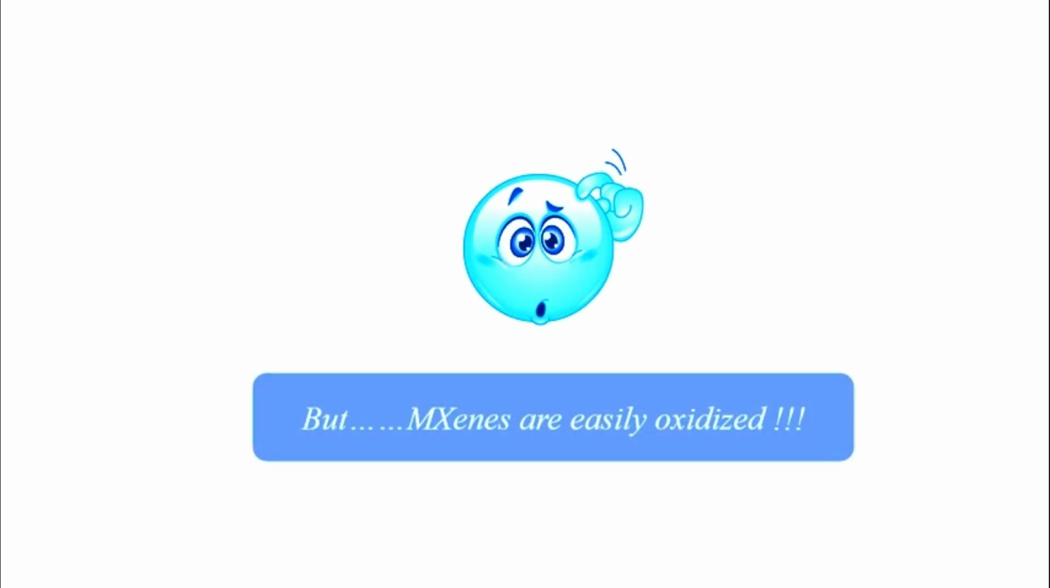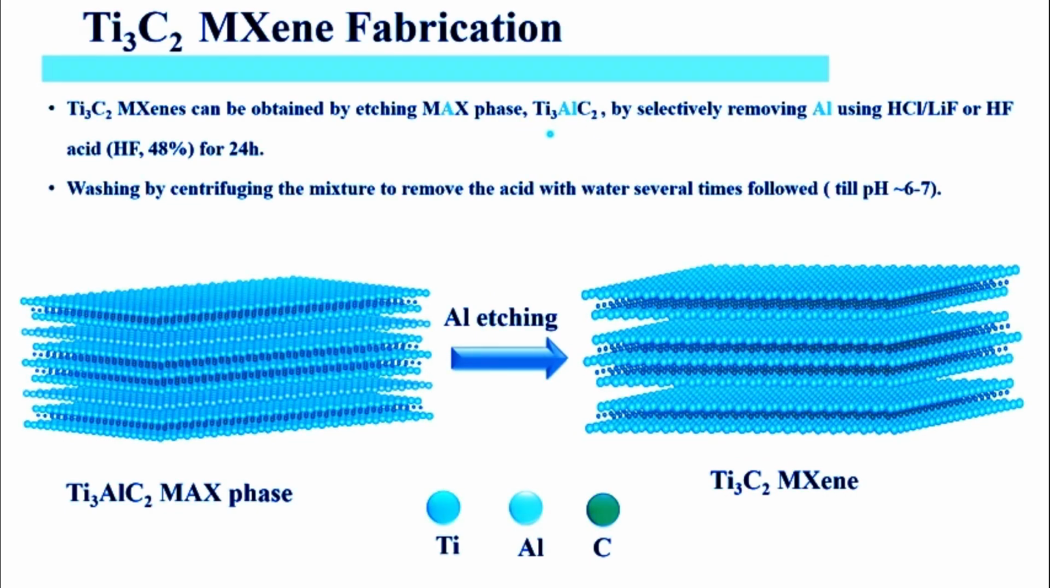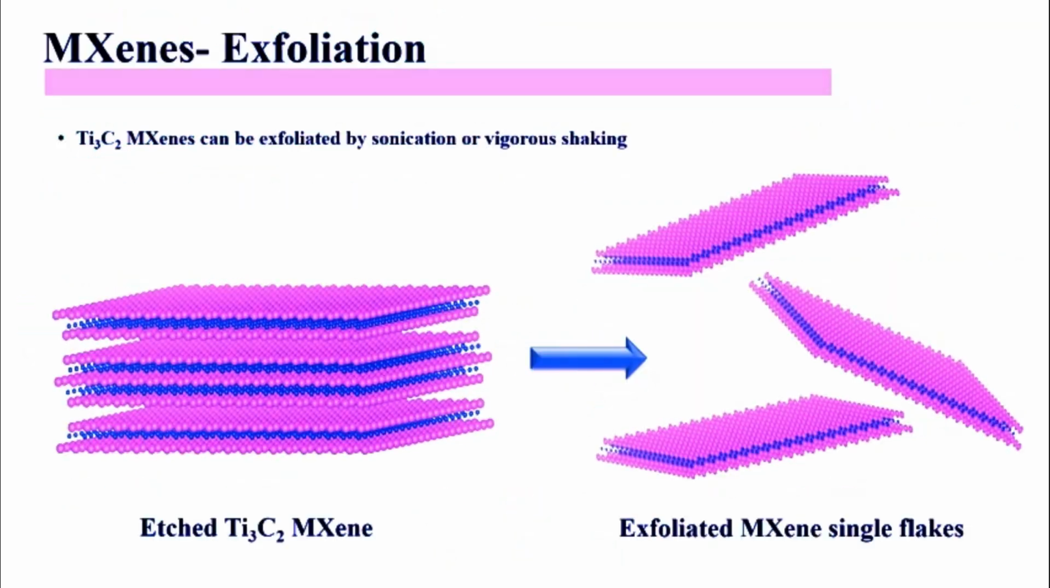How do we obtain the MXenes? The MXenes are obtained by etching the MAX phases, removing the A layer by selective etching using hydrofluoric acid or a combination of HCl and LiF. After acidic etching, the resultant mixture is washed multiple times until the pH of the solution becomes around 6 to 7. After etching, the MXenes can be exfoliated by ultrasonic treatment or by simple vigorous shaking. Then the stacked layers of the MXene can be exfoliated into single layers.